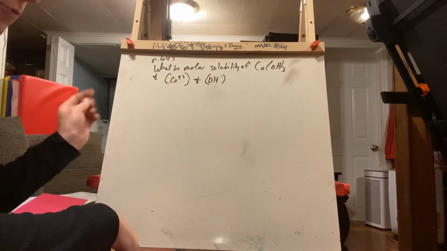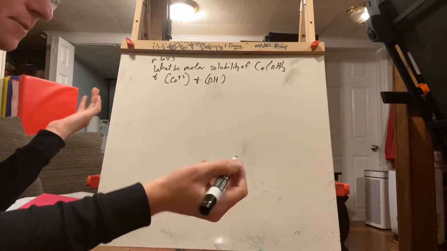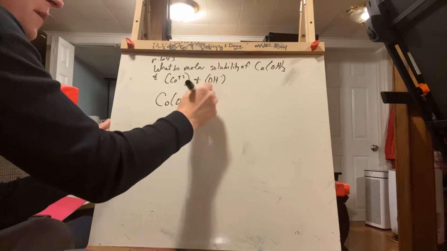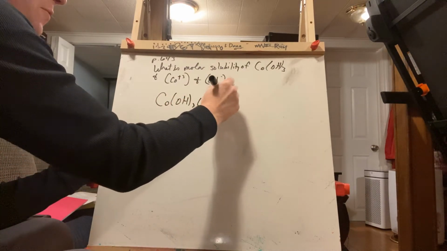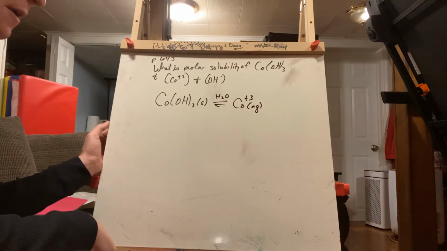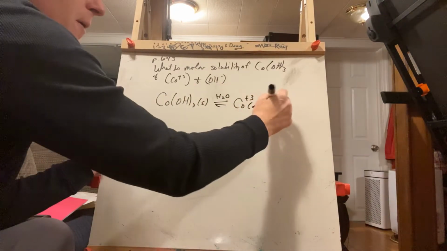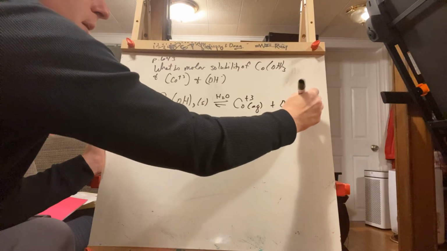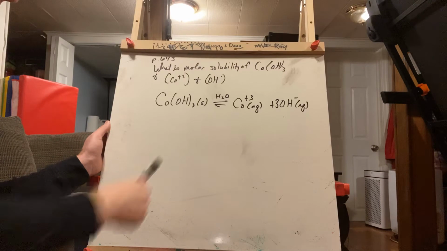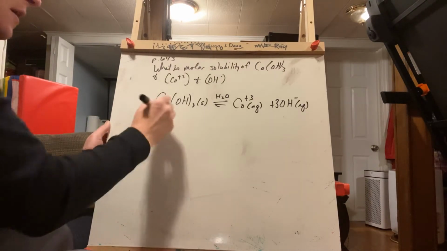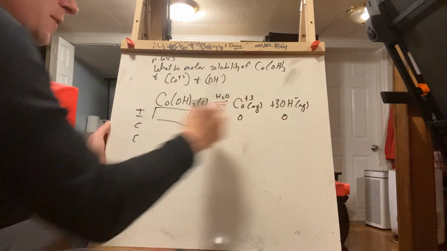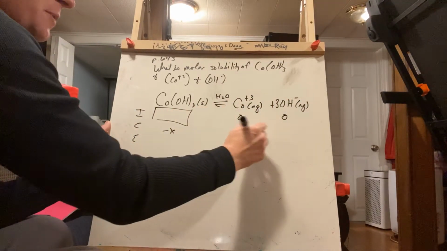If you want to pause here and guess what's going to happen, it's pretty straightforward, just like you think. You throw it in water and you get Co3+ (aq), because that's the charge, plus OH minus (aq), but this time you put a 3 in front, because you have 3 OHs. So we go ICE box: 0, 0, minus x, plus x, plus 3x.